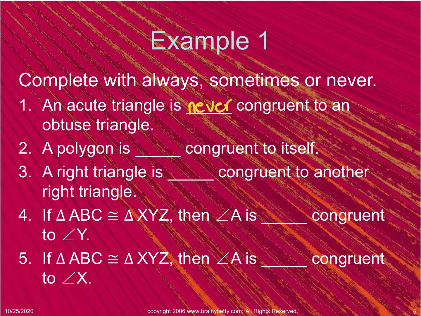A polygon is blank congruent to itself. Always. A right triangle is blank congruent to another right triangle. Sometimes. Then we have, if triangle ABC is congruent to triangle XYZ, then angle A is blank congruent to angle Y. Sometimes. And the last one is, if triangle ABC is congruent to XYZ, then angle A is blank congruent to angle X. Sometimes.